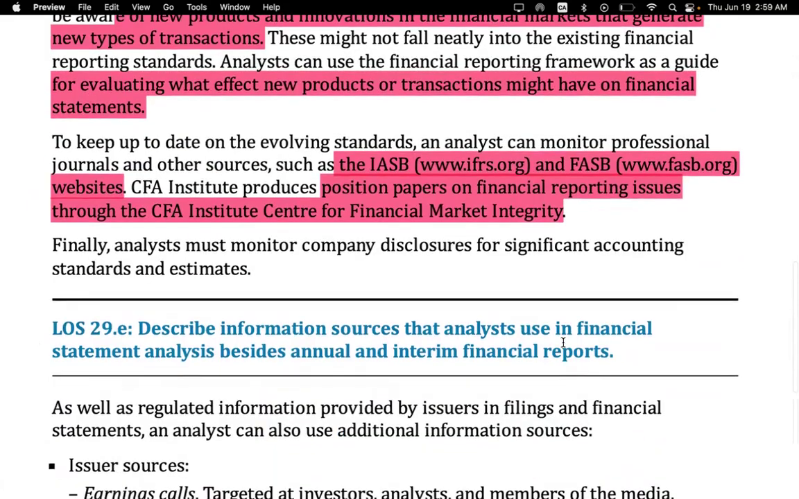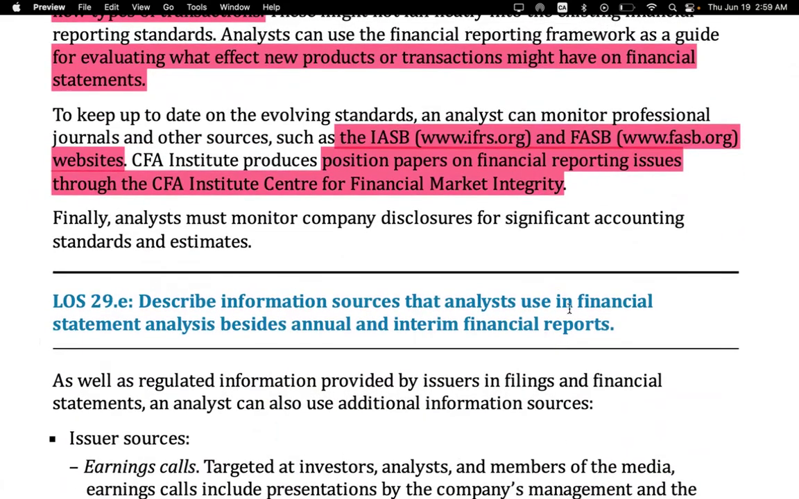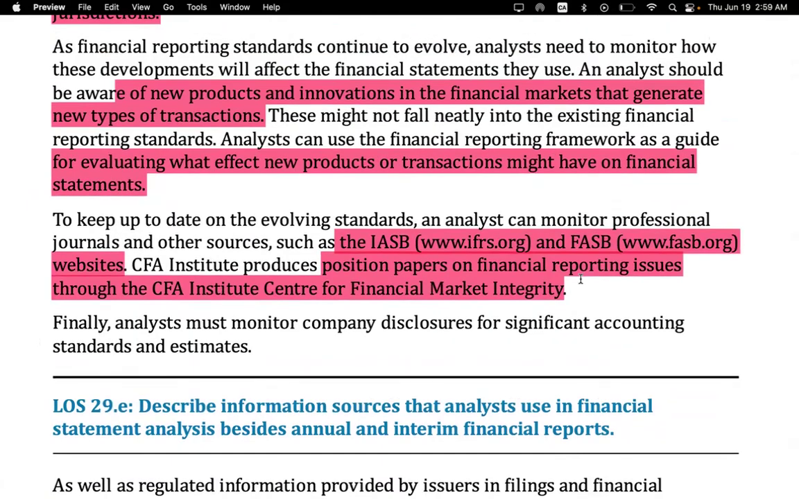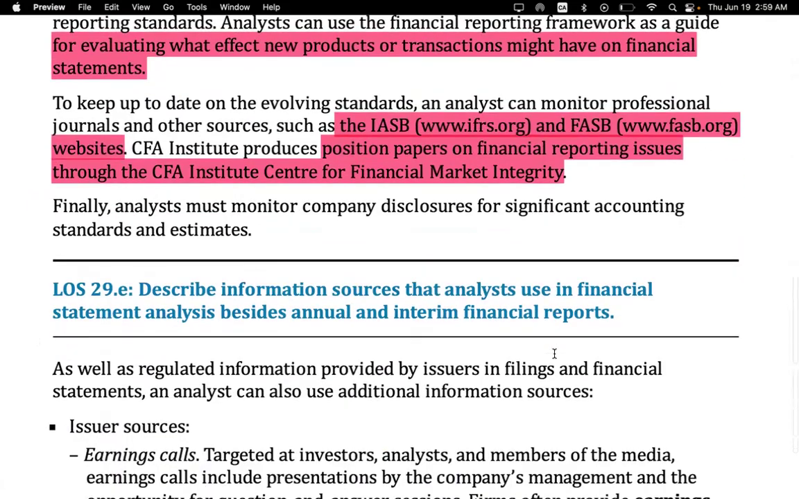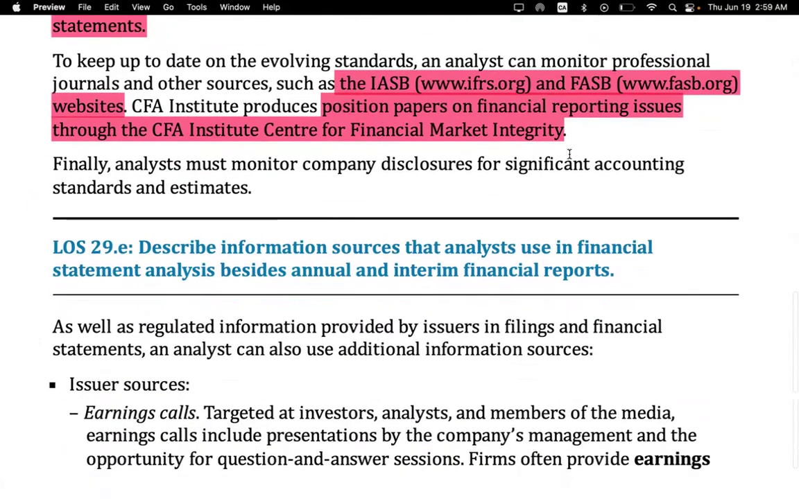Not testable, but I don't know, maybe they decide, we want to test this weird information that we've never tested before, and they decide to ask us this, so we should remember it.